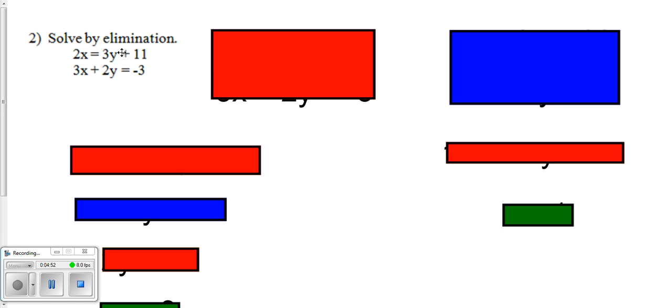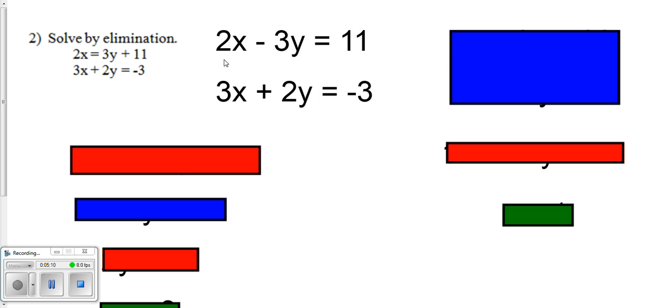So first things first, we need to get both of these into standard form. The bottom one is already standard form: ax plus by equals c. Okay, everything is already lined up. The top one is not. We have ax equals by plus c. So we need to get the y term onto the other side. So we'd subtract 3y from both sides. So it looks something like this: 2x minus 3y equals 11. Now both of them have our x pieces here, our y pieces here, and the constants right above each other.